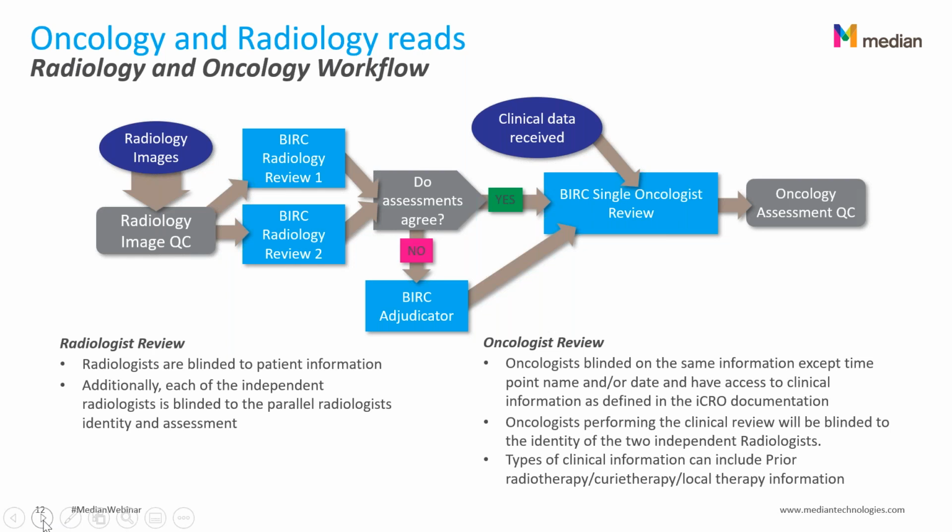The oncologists are also blinded to the same information. They are typically only provided with a time point name and or a date. They would have the clinical information accessible to them that is defined in the ICRO documentation. So the oncologists performing the clinical review are also blinded to any of the radiologists performing their radiology review, as well as their identity and everything. Some types of clinical information that can be provided to the oncologists could be prior radiotherapy, chemotherapy, local therapy information, patient status reports, anything that is typically in a data format that's clinical and not imaging related.